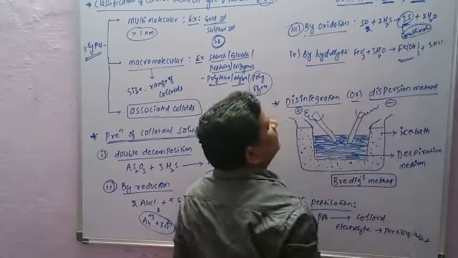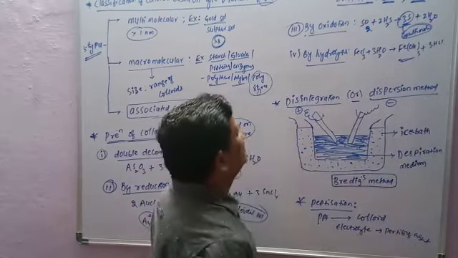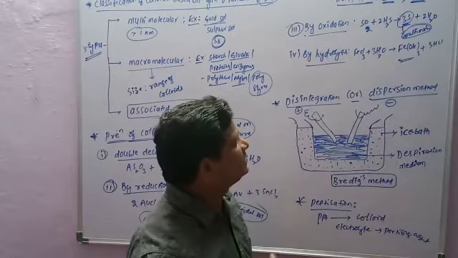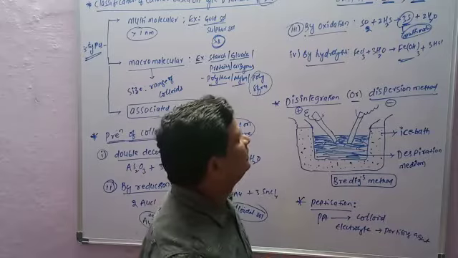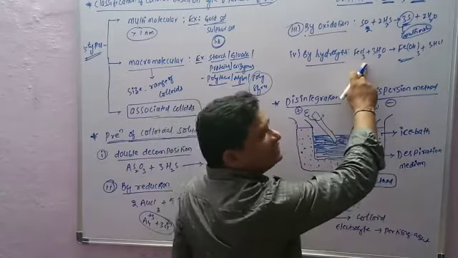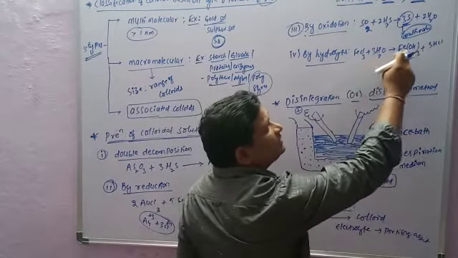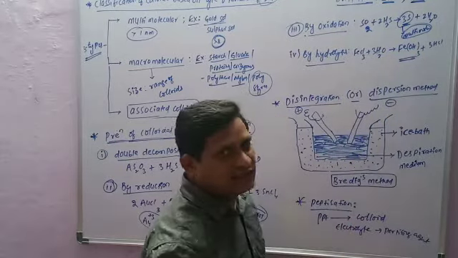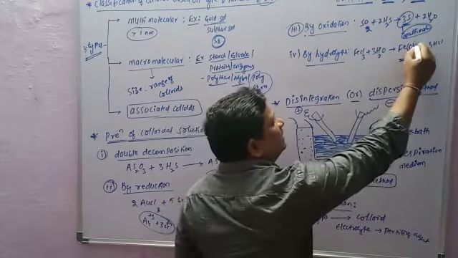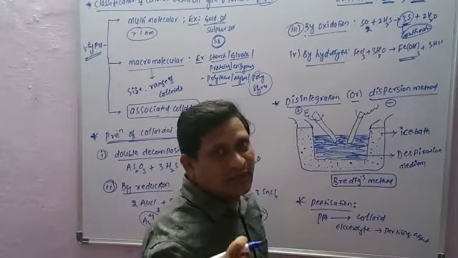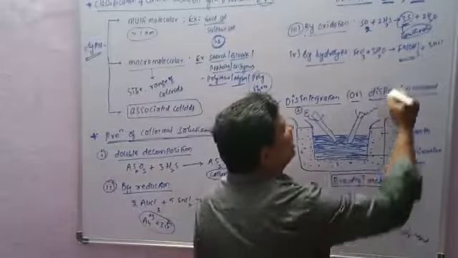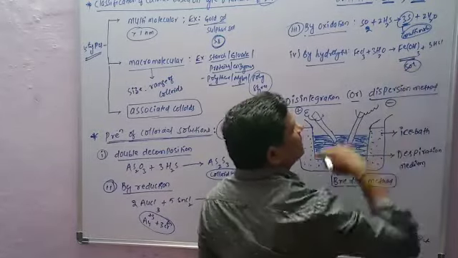Multimolecular colloid. So it is by oxidation, same as by hydrolysis. Hydrolysis means reacting with water. So ferric chloride, FeCl3, treated with water gives ferric hydroxide, Fe(OH)3. It is a metal hydroxide, iron hydroxide. It is also a colloidal sol.